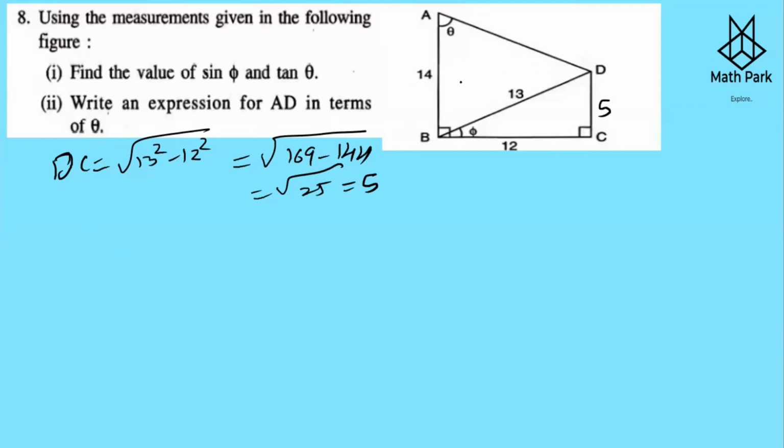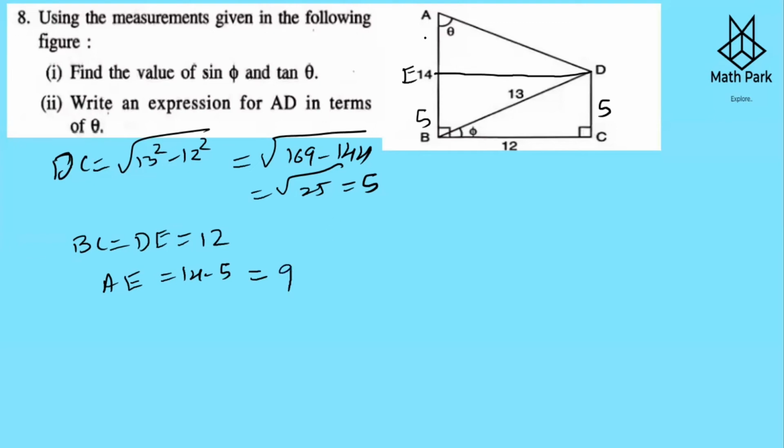Okay. So for tan theta, this is not a right angle triangle. So we will be dropping a perpendicular over here. So let it be, say, E. So you have BC is equal to DE is equal to 12, because opposite sides of a rectangle are equal. Same way you have EB is 5. So you have AE is equal to 14 minus 5, which is 9.